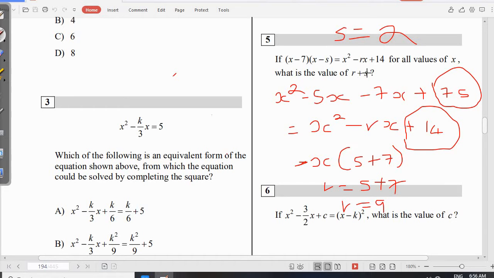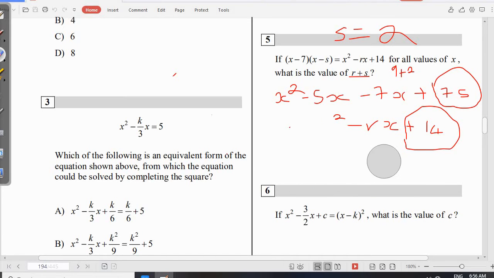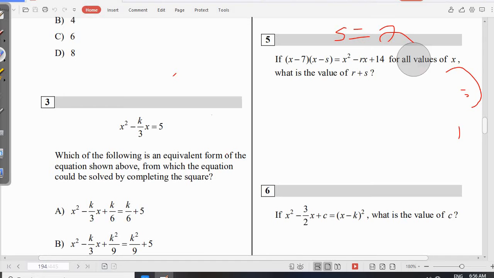Now from here, r plus s, which is 9 plus 2. 9 plus 2 is 11. That's our answer. Alright, that's it for this. You expand it, and then we look for how it relates, the constant terms, and then the coefficient of x, and whatever the coefficient of x is following, matching with the other coefficient of x at the other side, since they are equal.